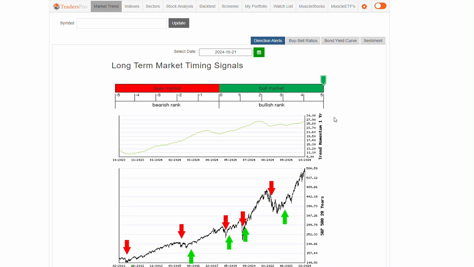Let's get underway. Market conditions. We'll start with the long-term market timing signals. This is the big picture. We always start out with what is the market doing. That helps us drill down to the overall bias of our direction. What percentage allocation do we want to have? Are we at the top of the trend, the bottom of the trend, the middle of the trend? And that's where we start with market trend direction alerts.